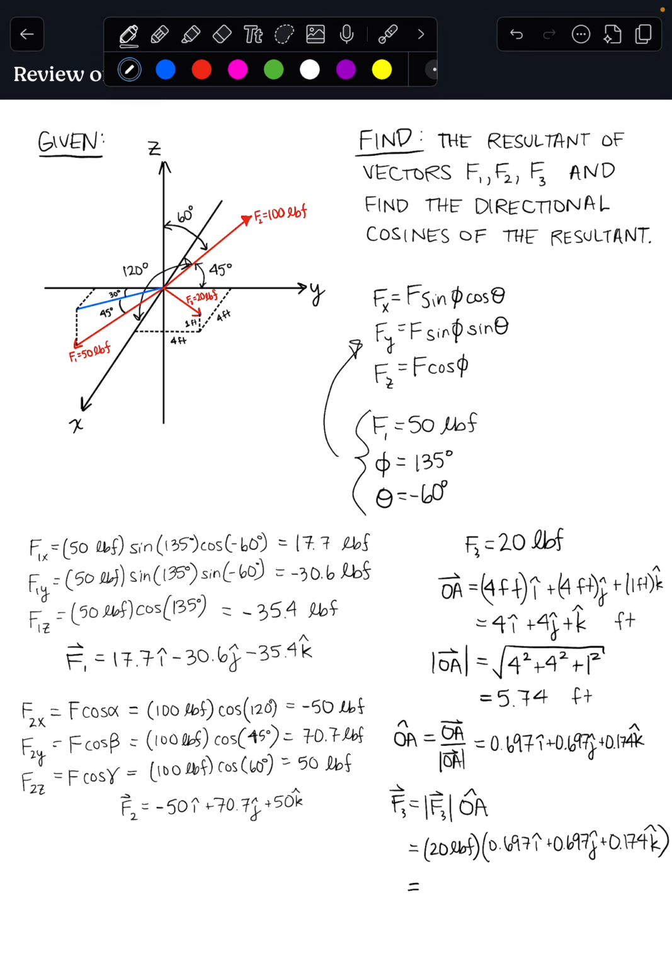All right, so let me multiply all of those through. 20 times 0.697 gives me 13.94 i hat. It's going to be the same thing for j hat, right? We're still multiplying 20 pounds times 0.697. And now 20 times 0.174 gives me 3.48 k hat.